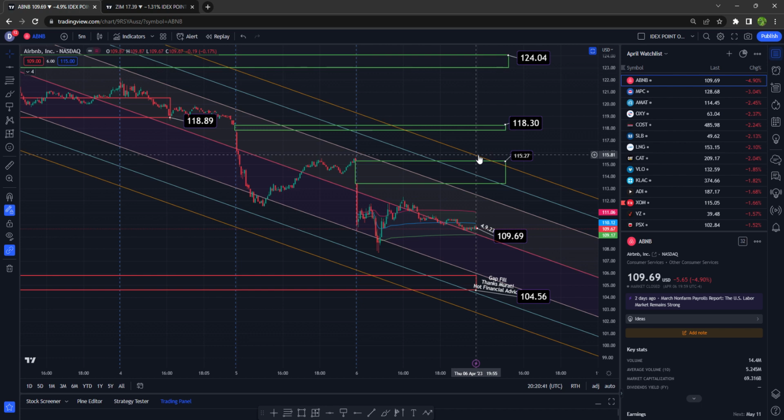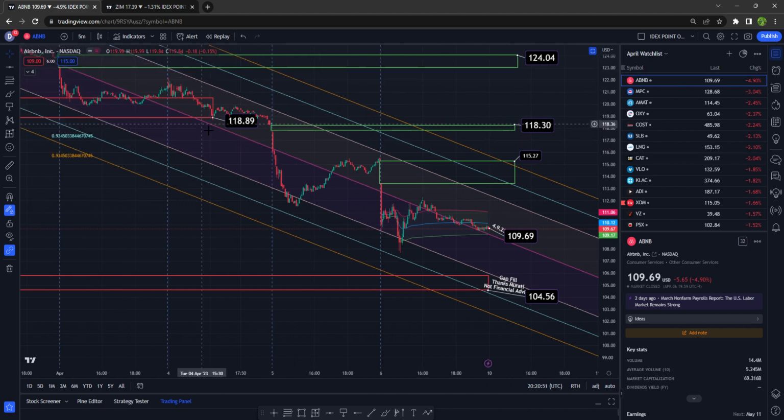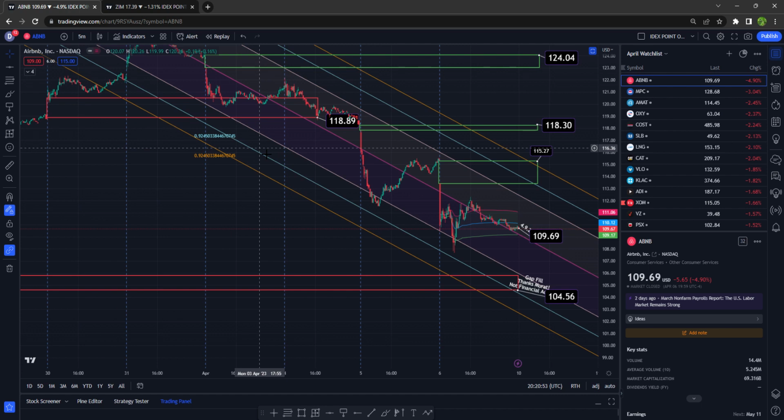$115.81. Note the 2 other gaps that close out to the north side at $118.30 and the other one at $124.04. Note this gap has already closed to the south side at $118.89. This one formed on roughly the 29th of March.